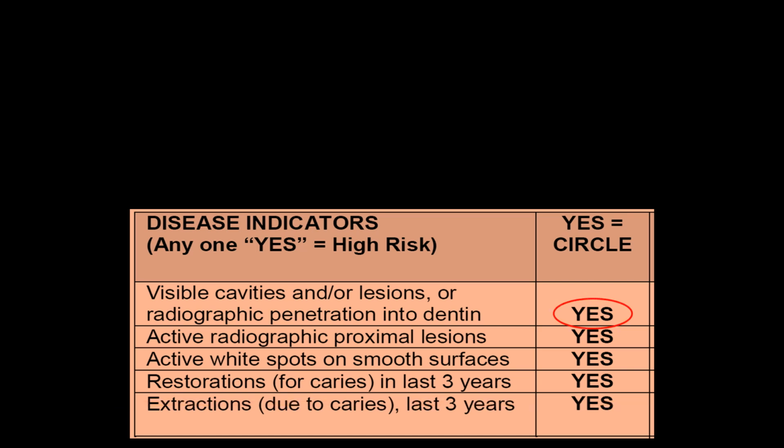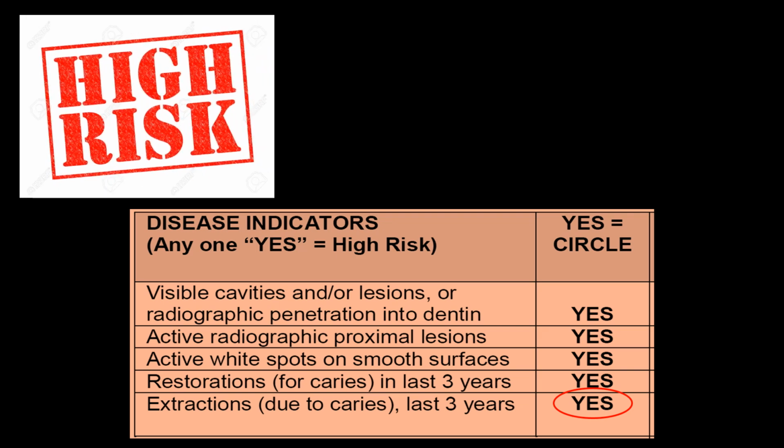As a summary, if you have any circled items in the disease indicator column, your patient is at high risk of developing new lesions in the near future, and your treatment for this patient must be tailored to that high risk.